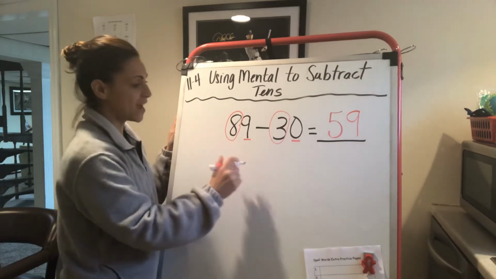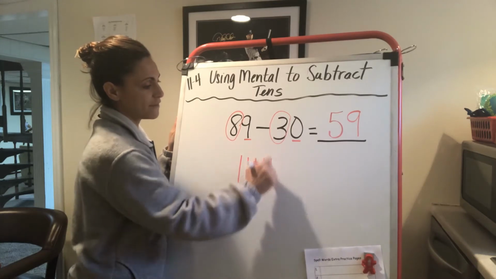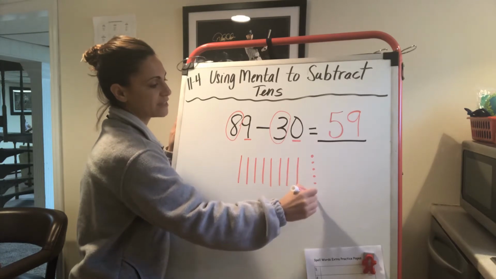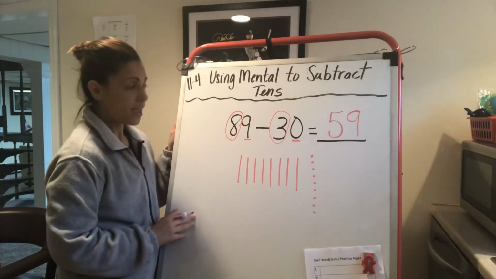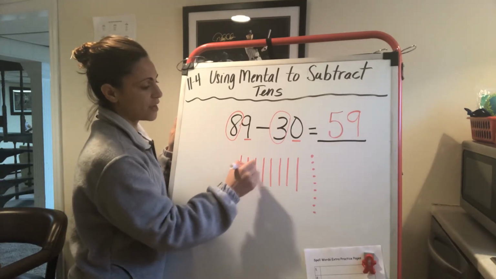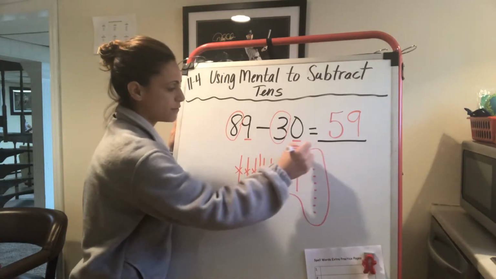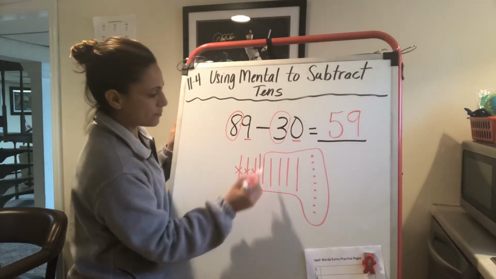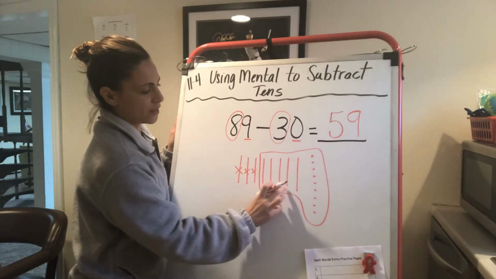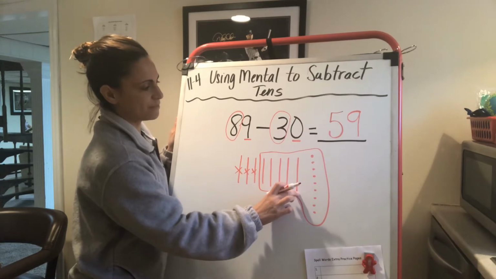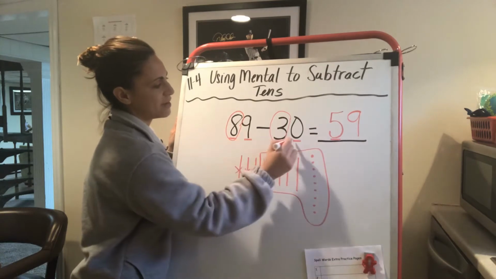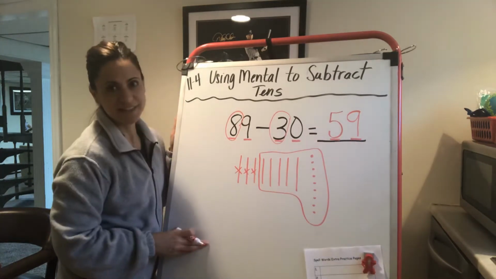We're starting with 89. 10, 20, 30, 40, 50, 60, 70, 80. 1, 2, 3, 4, 5, 6, 7, 8, 9. And I'm taking away 3 groups of 10 to give to Ben. 10, 20, 30. Let's circle what we have left over and count it. 10, 20, 30, 40, 50, which we said 59. So 8 minus 3 is 5. 9 minus 0 is 9. 59 is the right answer.